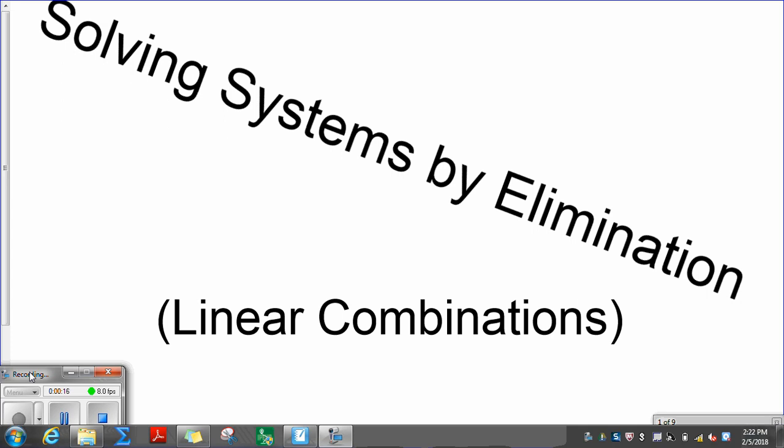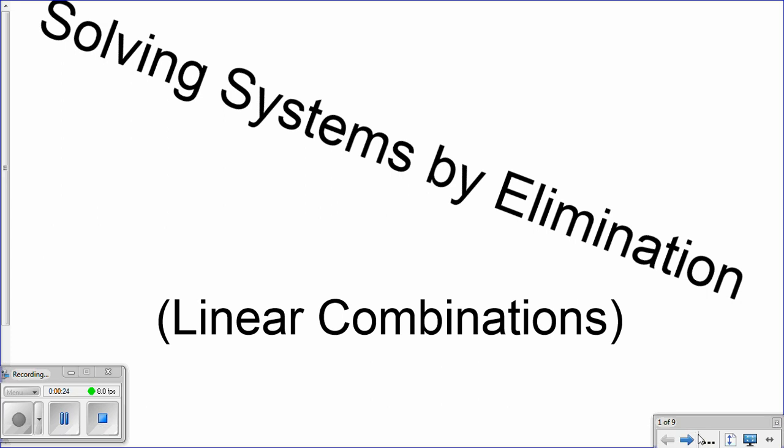So today we're going to do our last day of notes for solving systems of equations. We are going to use elimination. Just so you're aware, sometimes it's called linear combinations. It means the same thing though. So let's go ahead and find out what it does, shall we?